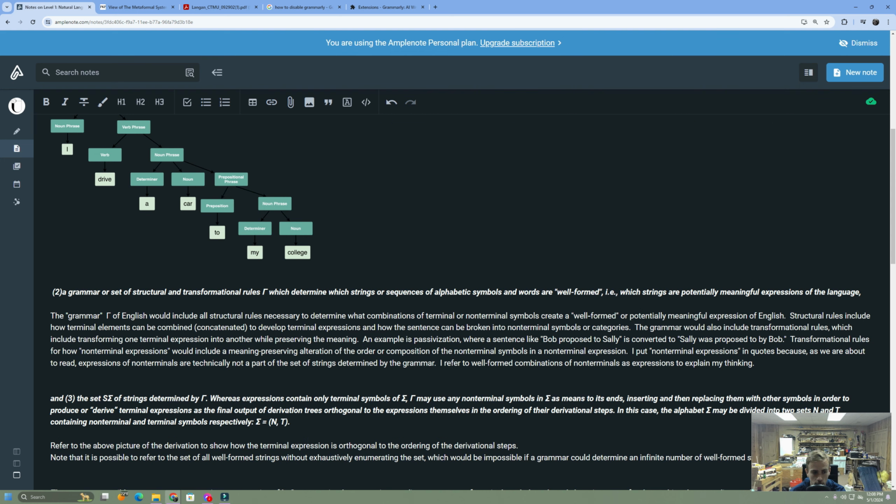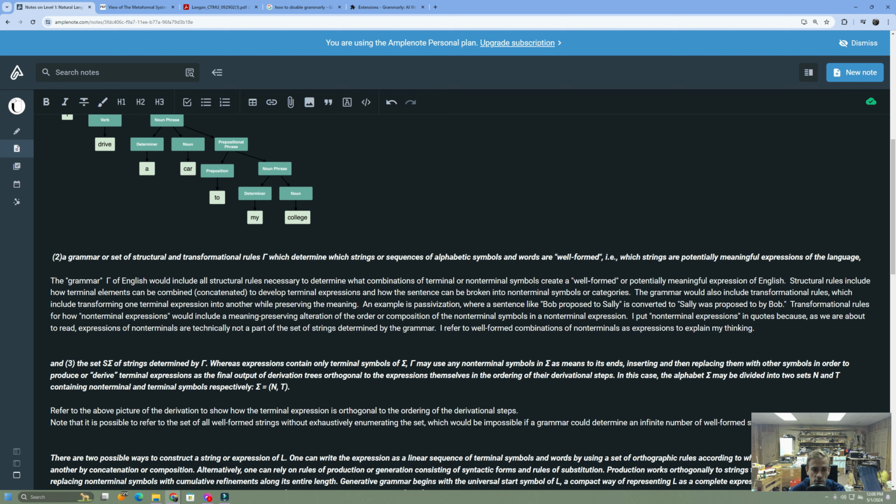Okay, a grammar, or set of structural and transformational rules, gamma, determines which strings or sequences of alphabetic symbols and words are well formed, i.e., which strings are potentially meaningful expressions of the language. The grammar of English would include all structural rules necessary to determine what combinations of terminal or non-terminal symbols create a well-formed or potentially meaningful expression of English.